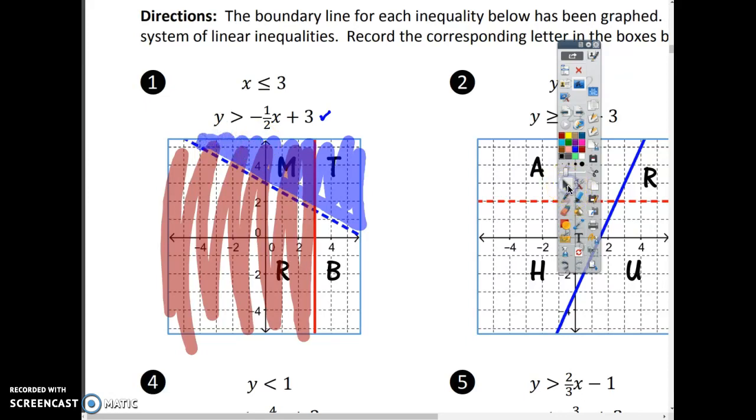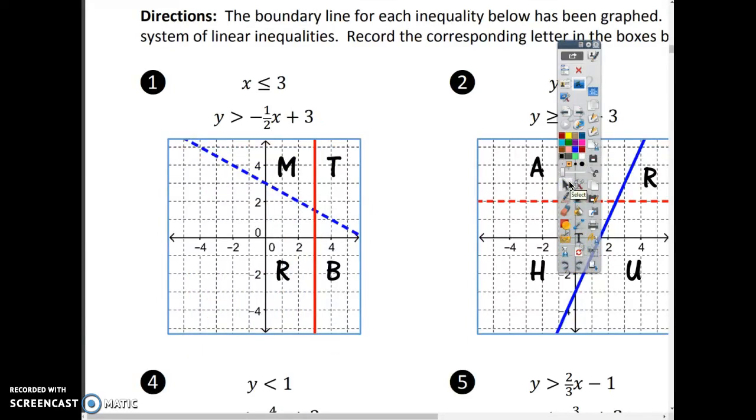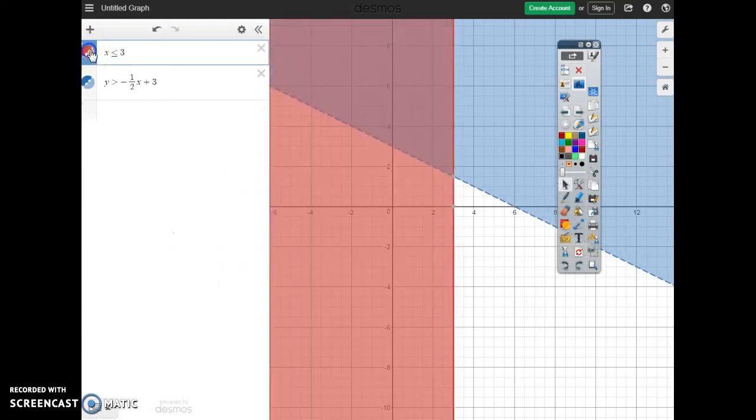Okay? So I'm going to make sure that you press pause and finish it and then press play when you're ready for the next one. Okay, so now that we have two different inequalities and we have done the shading, where do you think our solutions are going to be? Let's go back to the graph. I'm going to turn both of them on. Where do you think the solutions are?